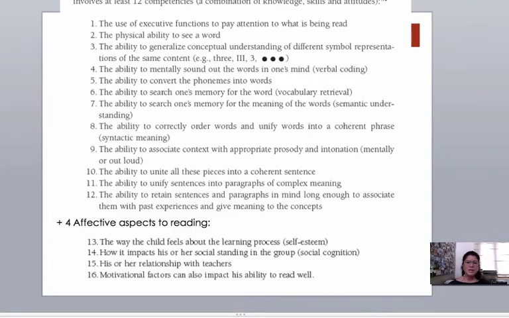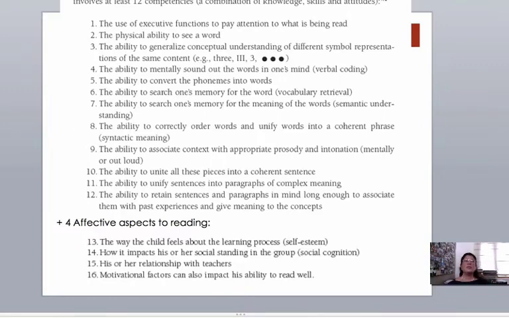And number 10, the ability to unite all of those pieces and put them into a coherent sentence, either written or spoken. The ability to unify sentences into a whole paragraph, and then take those paragraphs and create what would be a long written text.